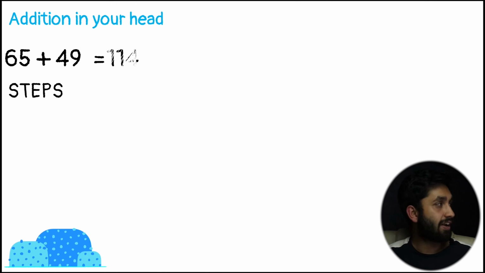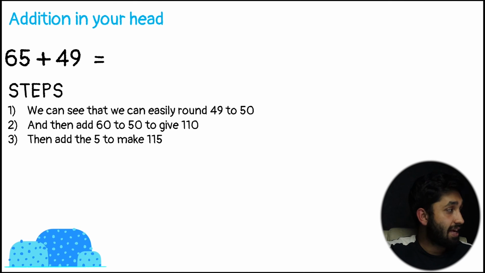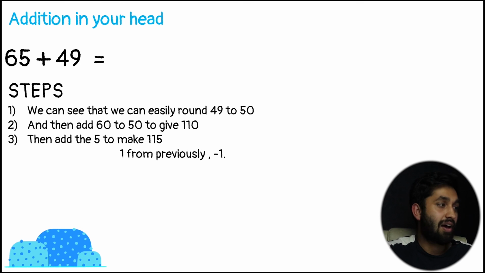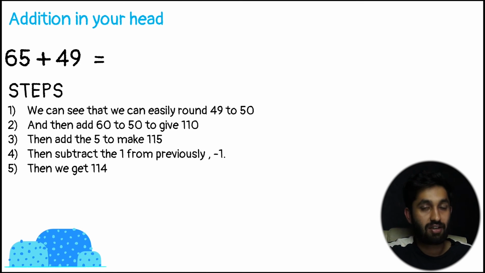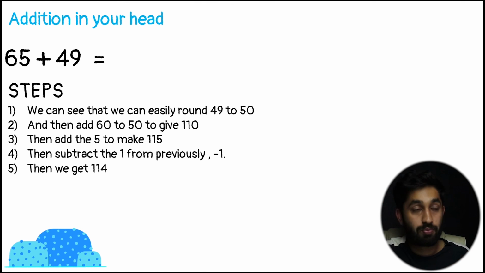Okay, so what about 65 plus 49? Well, you can see that 49 can easily round up to 50, and then add 60 to 50 to give 110, and then add the 5 to give 115, and then subtract the 1 to get 114, the one that we rounded up from right at the start. So basically the whole point of me doing this is just to help you see how you actually do these additions in your head.